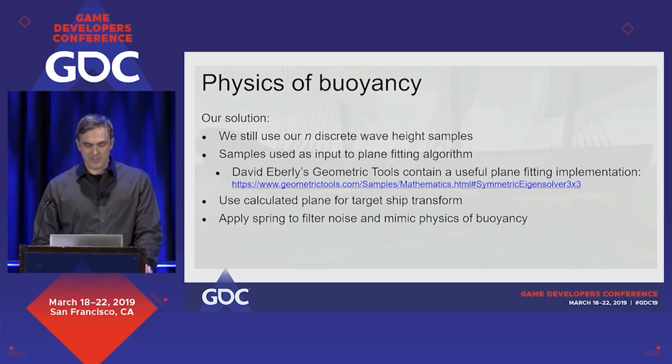Once your plane fitting algorithm outputs a target plane, you can use this as your target transform for your ship. And that's what we do each frame. And we also apply a simple spring as a filter to help filter the noise and also mimic the physics of buoyancy and inertia.